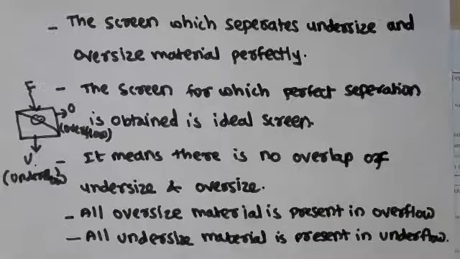So the screen which separates undersize and oversize material perfectly, the screen for which perfect separation is obtained, is an ideal screen. It means there is no overlap of undersize and oversize. It also means that all oversize material is present in overflow, and all undersize material is present in underflow.